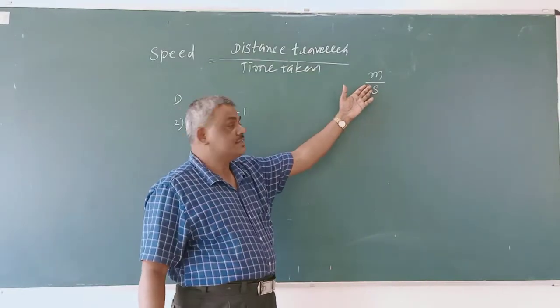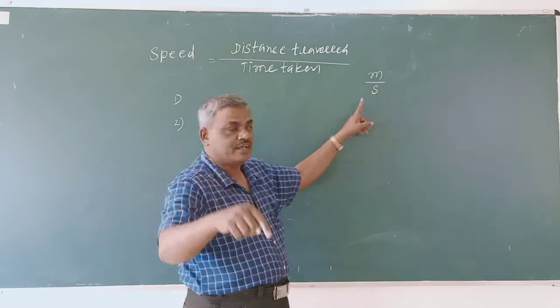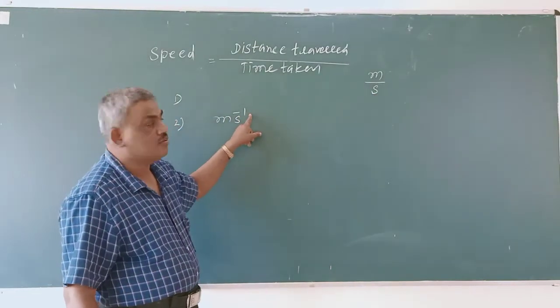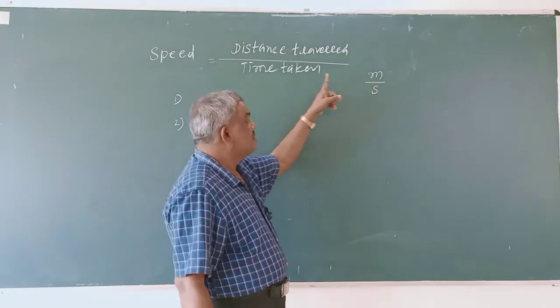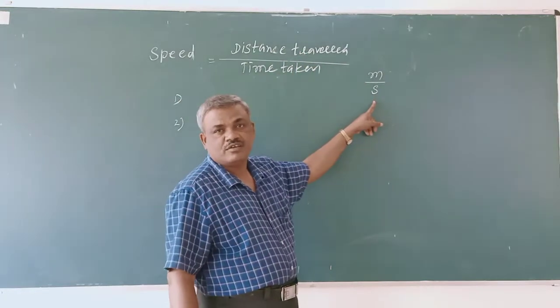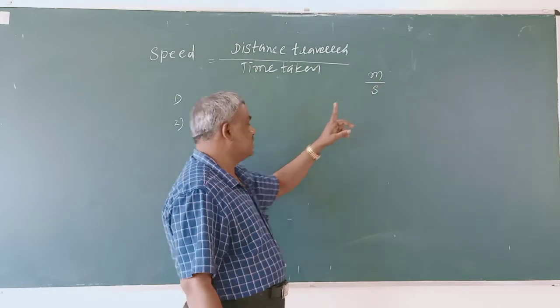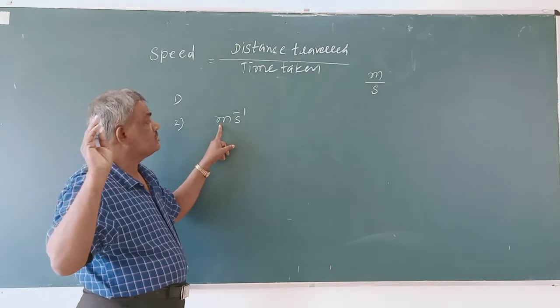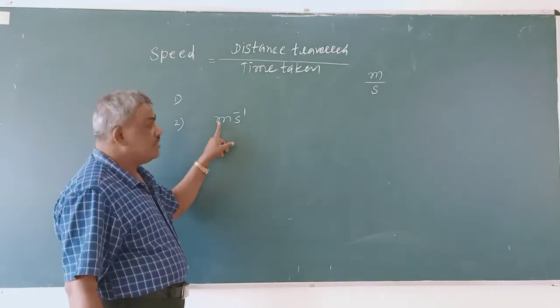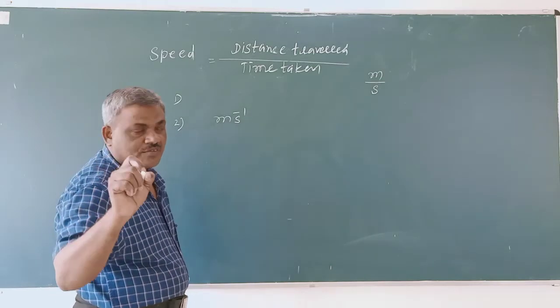So this is written as m 1 by s, and 1 by s is written as s power minus 1. Here the SI unit of distance traveled is a meter and the SI unit of time is a second. So meter per second, written as m s power minus 1. The SI unit of speed is meter per second.